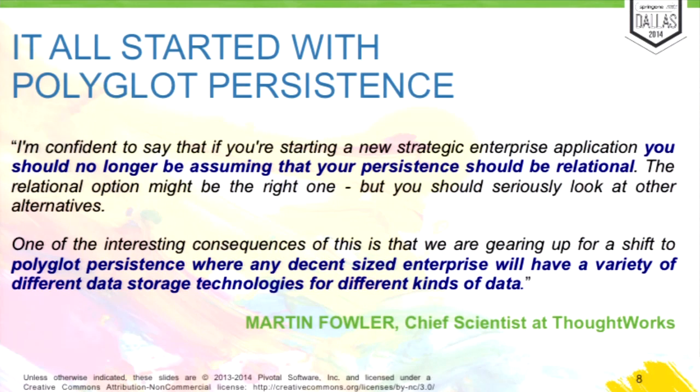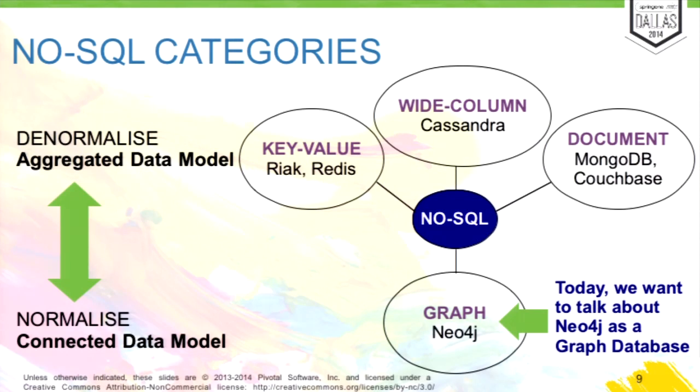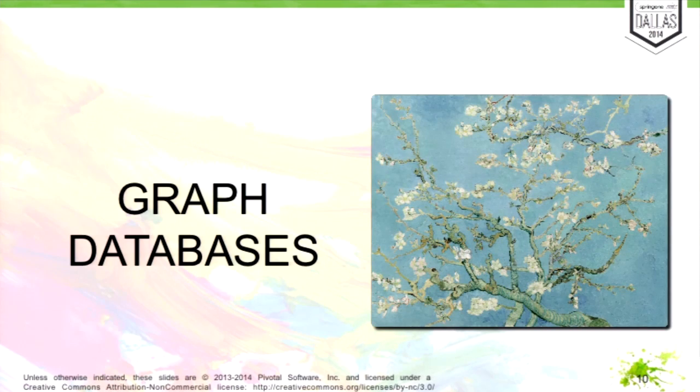In fact, as you can see on the next slide, we have at least 4 NoSQL categories with many different technologies such as Mongo, Cassandra, Redis, we can count on. Today, we want to talk about graph databases. We will focus on that.